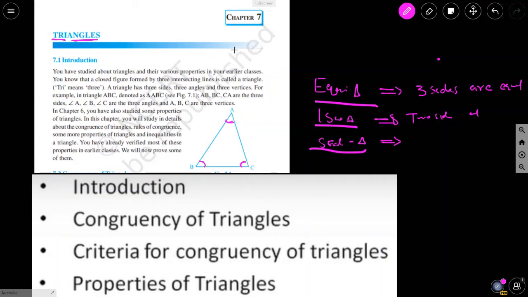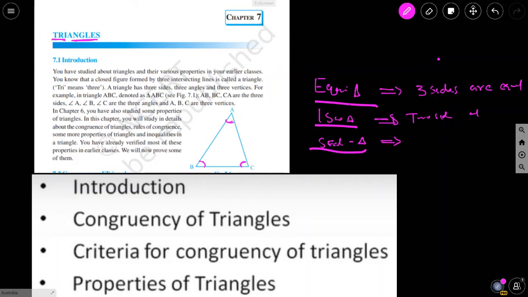Here are the topics to be covered: introduction, congruency of triangles, criteria for congruency of triangles, and properties of triangles. As we all know, a triangle is a polygon with three angles. A polygon is made up of line segments forming a closed figure. So here this is a triangle.